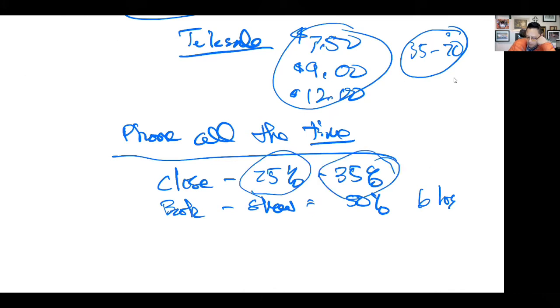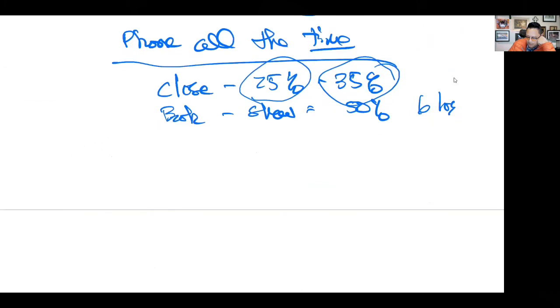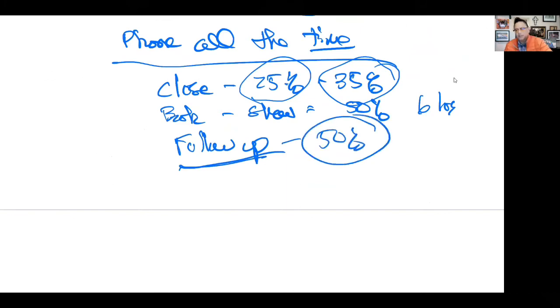Now, what's important about telesales is you have to follow up. Wouldn't it be cool if you had an automated system to automatically follow up with people? You're going to bring your close rate up to maybe 50% if you are diligent at following up with the clients that you don't close, because your close rate's lower.